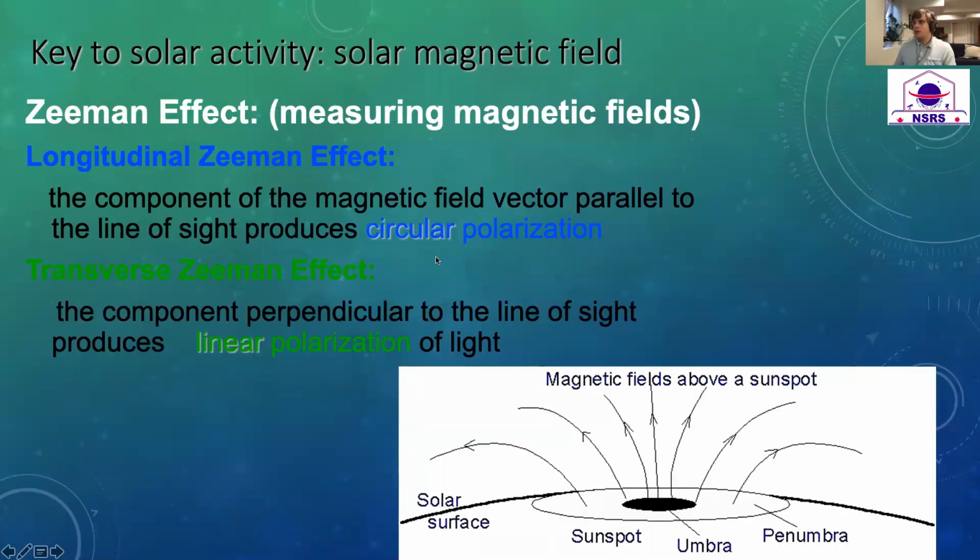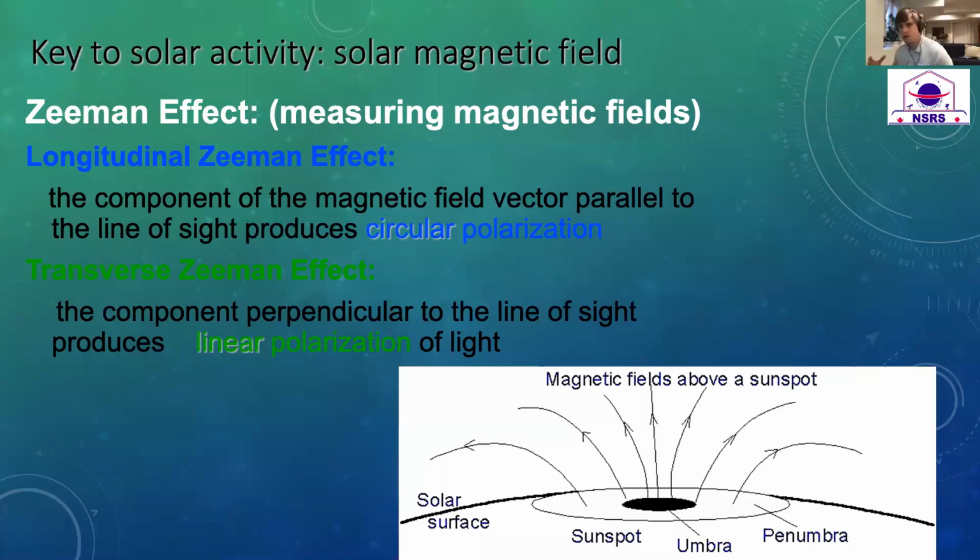So the other piece to understand is that there's two types of Zeeman effect that we can measure. We can measure the polarization of light to understand the longitudinal Zeeman effect or the transverse Zeeman effect, which is linear light. I'm not going to spend too much more time on this because I want to move on to other features of the sun.